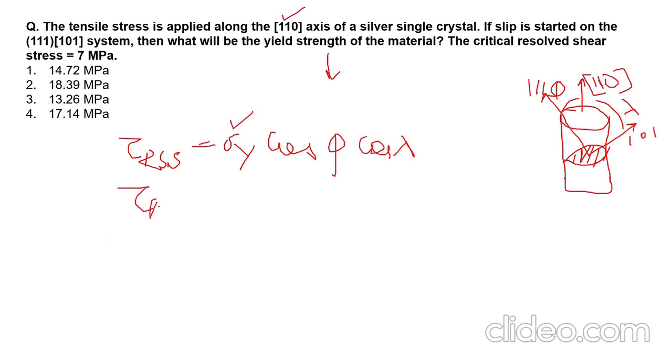We will write tau r, which is the critical resolved shear stress, divided by these cos values, cos of phi and cos of lambda. So that will give you your yield stress. Now, we know this TRSS, that is 7 MPa, given in the question. We have to calculate cos of phi and cos of lambda.